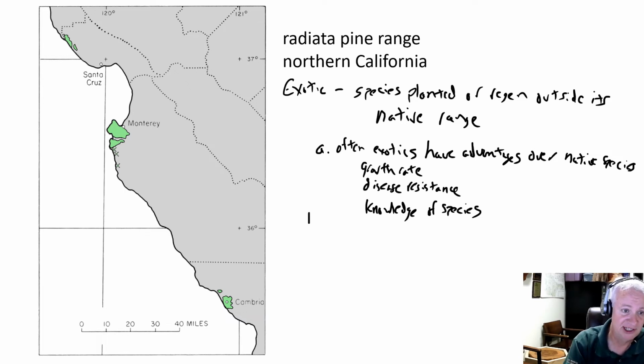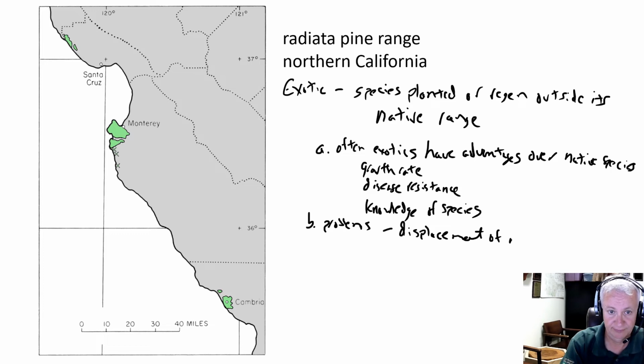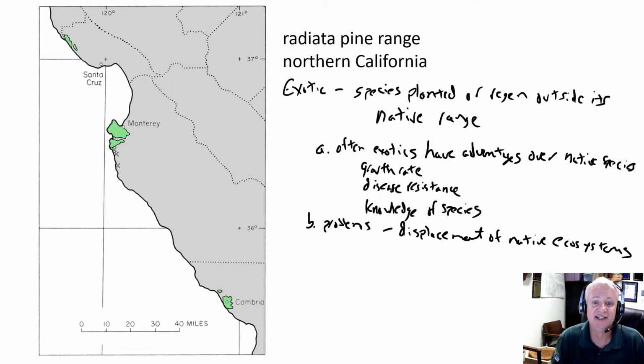Now, obviously, there's potential problems with planting or managing exotics. One is displacement of native ecosystem. Generally, when you're planting an exotic tree species, you're often displacing a native ecosystem, whether it's a native forest or a native grassland, for instance. Now, sometimes you may be afforesting farmland or something like that that hasn't been in forest or a native ecosystem for a long time. But at any rate, that displacement of native ecosystems is a big issue.